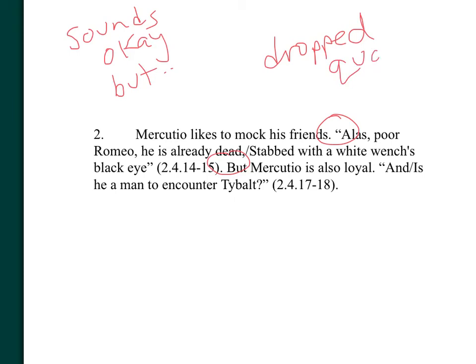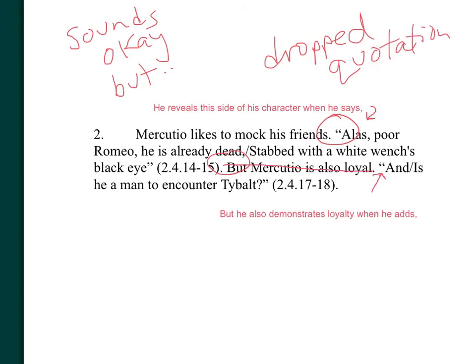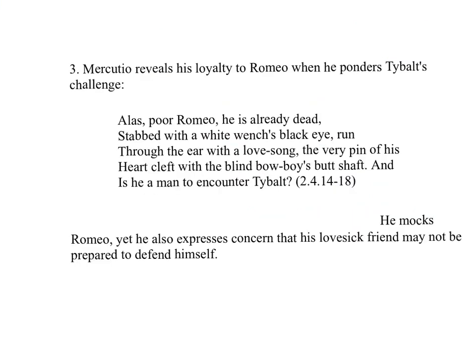So what we'll try to do is put in some revisions to see if I can weave the quotation more effectively. It says, Mercutio likes to mock his friends. He reveals this side of his character when he says, "Alas, poor Romeo, he's already dead, stabbed with a white wench's black eye." But he also demonstrates loyalty when he adds, "And is he a man to encounter Tybalt?" Much better.